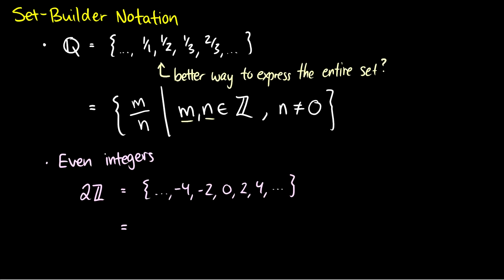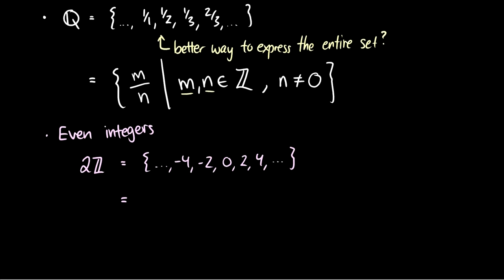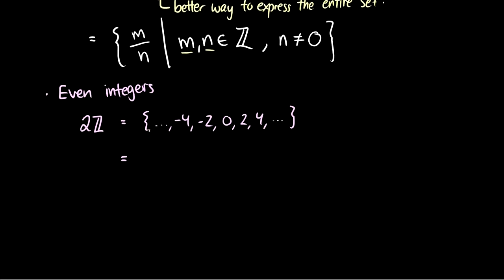So I'll do another example with even integers. So we can write all the way to negative infinity, negative 4, negative 2, 0, 2, and 4, so on and so forth to infinity. Or we could do this in set builder notation. So we could say this is the set of 2n such that n is an integer.